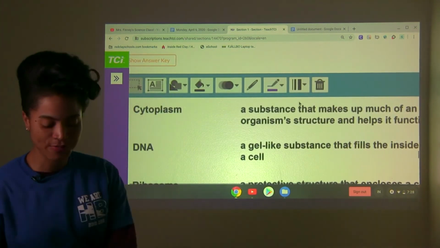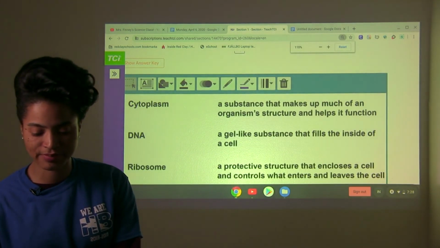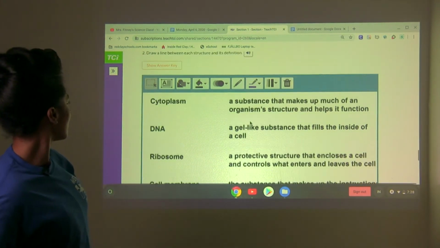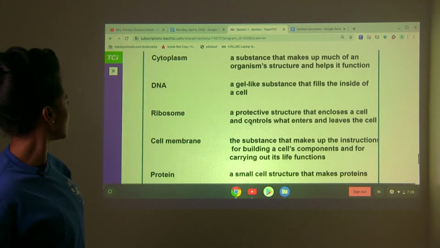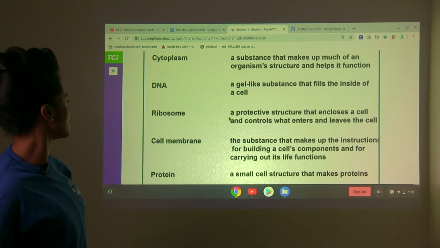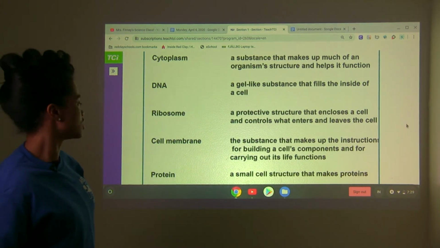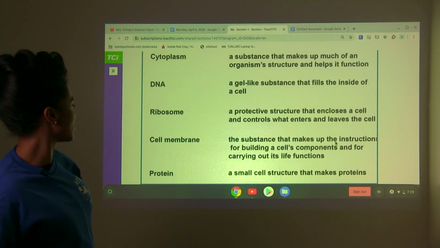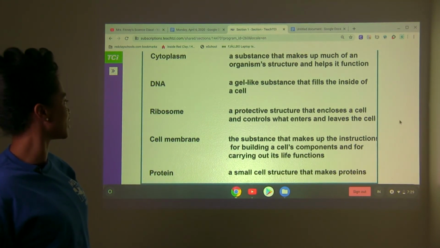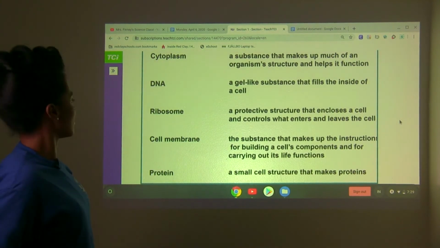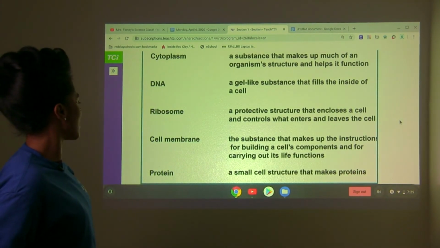All right, here we go. This should be easy. Draw a line between each structure and its function. Oh, well, this should be so simple. So you're going to make a line from cytoplasm to which one of these describes cytoplasm. I want you guys to take a look. Try this on your own at this time, and then we'll go over it. Just think about it, look at it, see if you're making the connections. And then I'll share the answers with you.